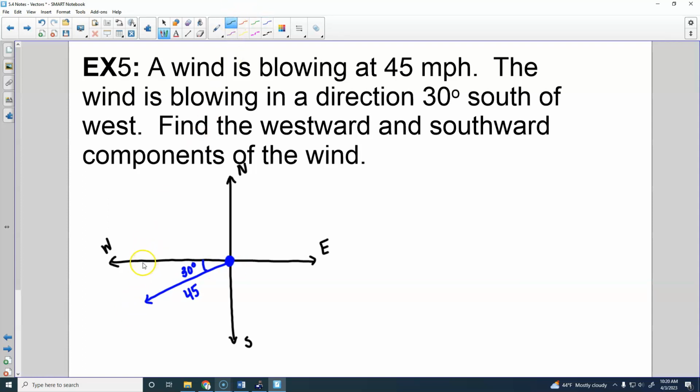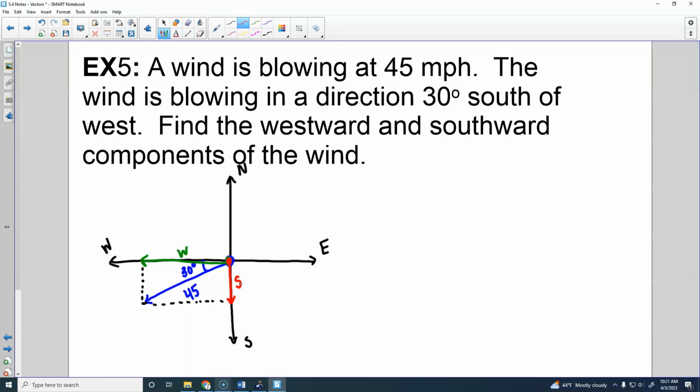So if we make a parallelogram here, where this part right here is our answer, we would have a westward component, which I'm going to do in green here. I'm going to call it W. And then we would also have a southward component. So this one gave us the answer, and we're having to work backwards to break it apart.